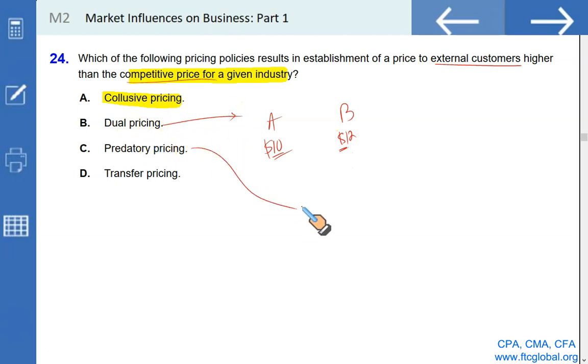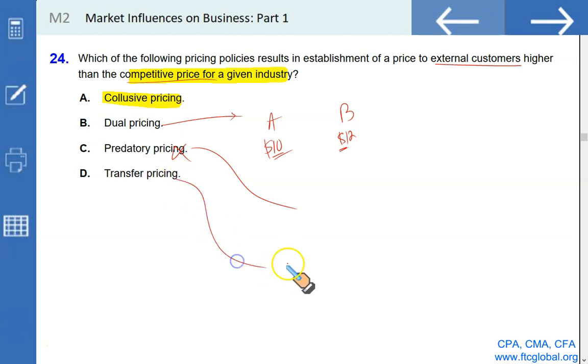Predatory pricing, on the other side, is a pricing strategy where the price is set so low, sometimes below cost, that it will kill your competitors and you may become the sole king of the market. So this is not what we are discussing here.